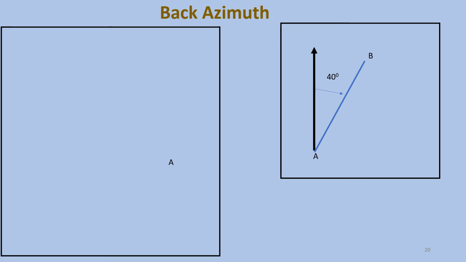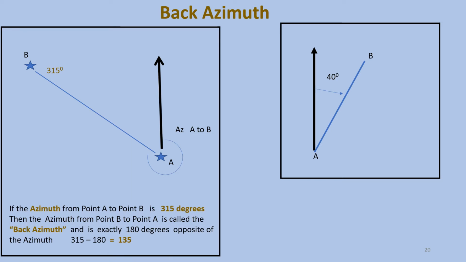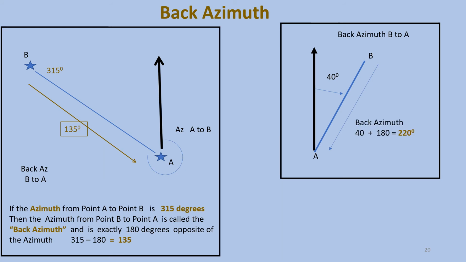If the azimuth from point A to point B is 315 degrees, then the azimuth from point B to point A is called the back azimuth and is exactly 180 degrees opposite of the azimuth. When the azimuth is greater than 180 degrees, you subtract 180 to get the back azimuth. When the azimuth is less than 180 degrees, you add 180 to get the back azimuth.